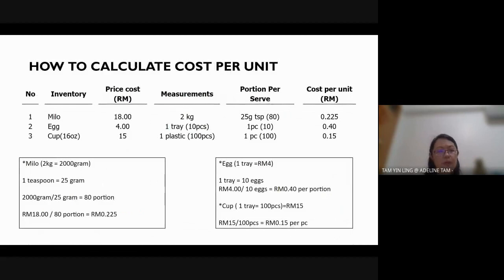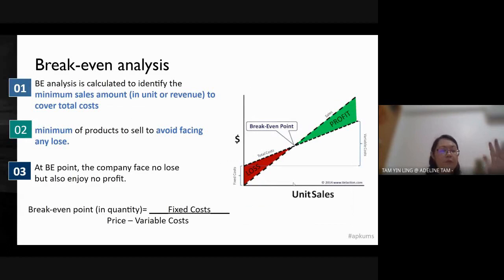All right, the food costing. So this is the example. And then by here, you can calculate the cost per unit. All right, so after you calculate the cost per unit, then you have to know how to calculate the break-even analysis. This break-even analysis, I will explain in more detail in the chapter finance again. So just to let you know first, break-even analysis is calculated to identify the minimum sales amount you need to pay to cover the cost. So the minimum products to sell is to avoid you facing any loss.